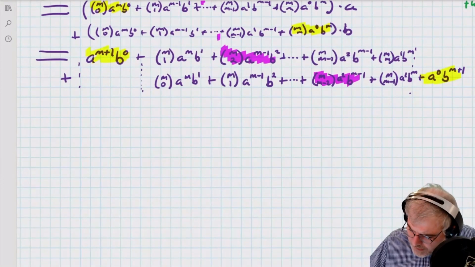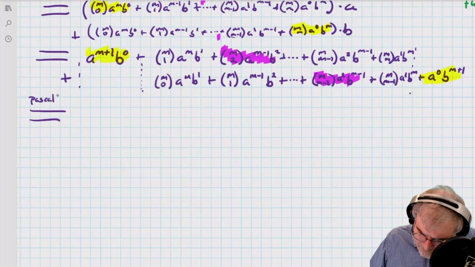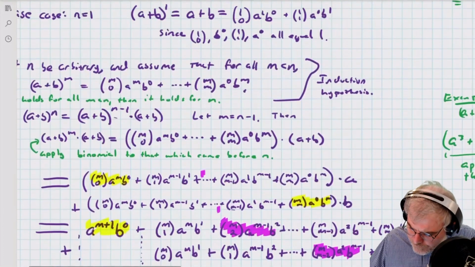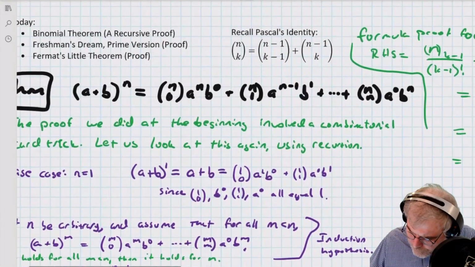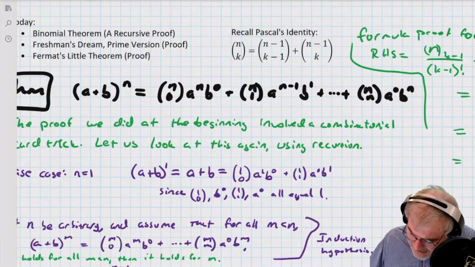Okay. So now I've got this. Now I'm going to apply Pascal's identity. So now I've got this term over on its lonesome. Now, m choose 1 plus m choose 0 is m plus 1 choose k.